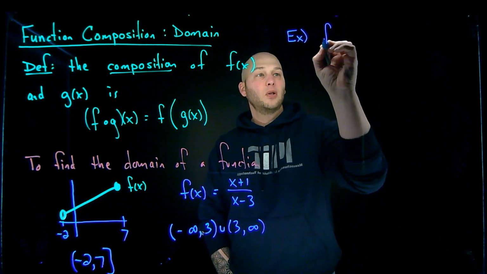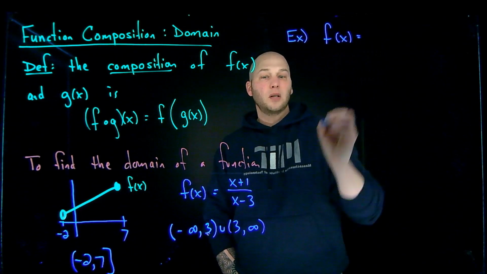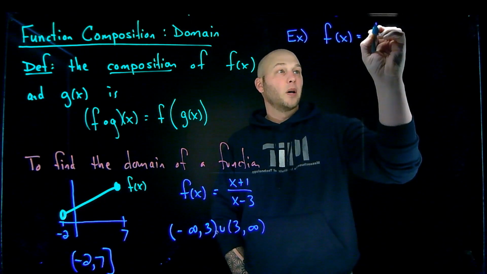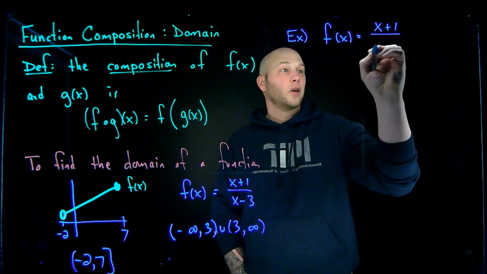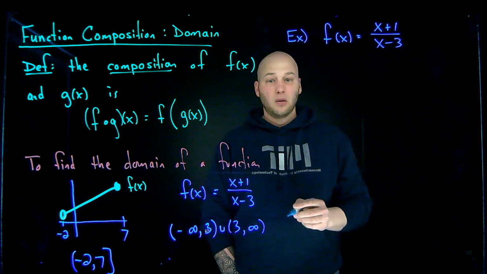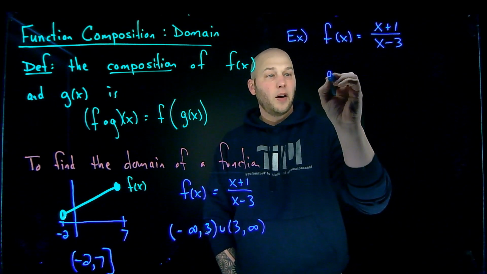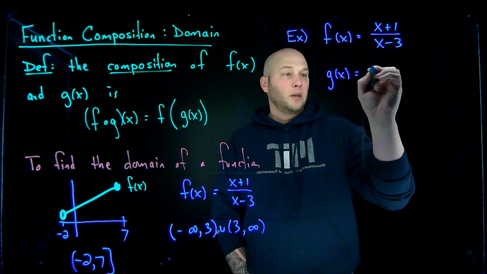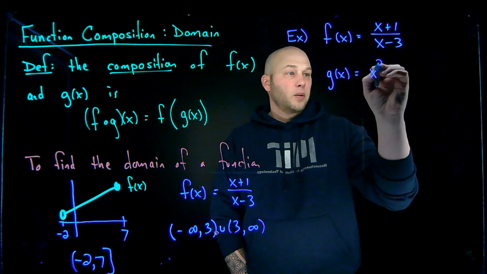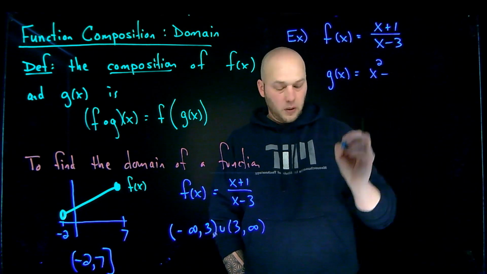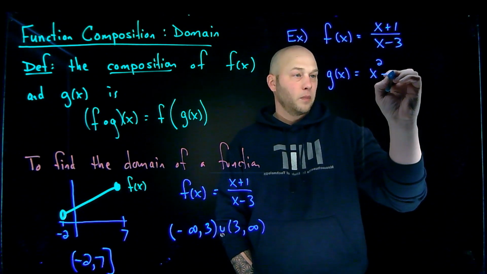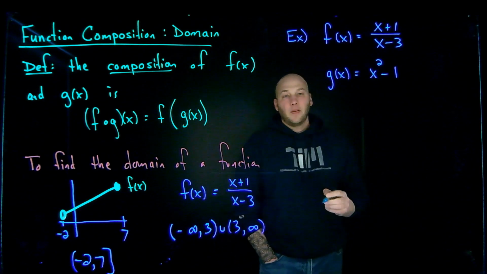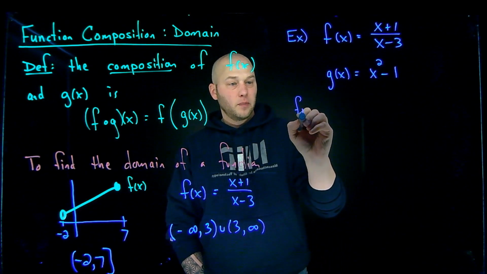So let me give you two functions. Let's say f of x is equal to x plus 1 over x minus 3. And let's say g of x is given by x squared minus 1. Okay. Find the domain of f composed with g.